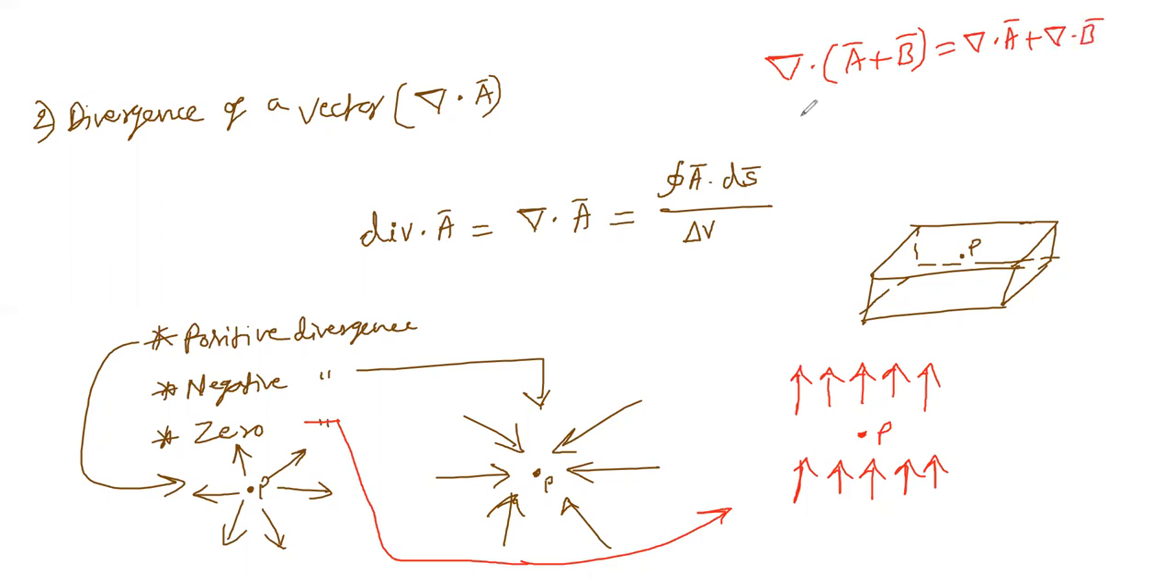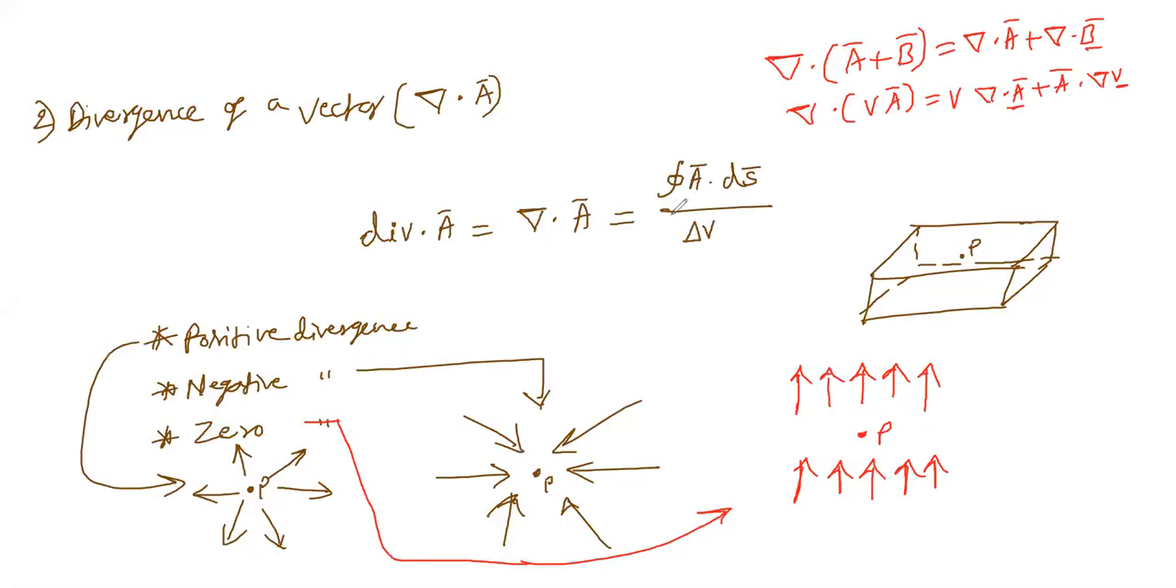Then the other one, del dot (V A bar), can be written as V (del dot A bar) plus A bar dot (del V). Here V is a scalar and A bar and B bar are vector quantities. Now, next we can look at the divergence theorem.